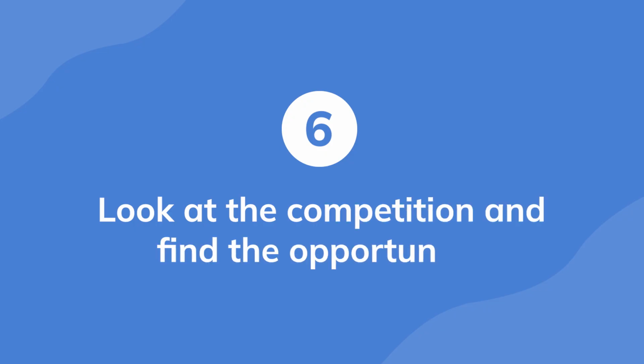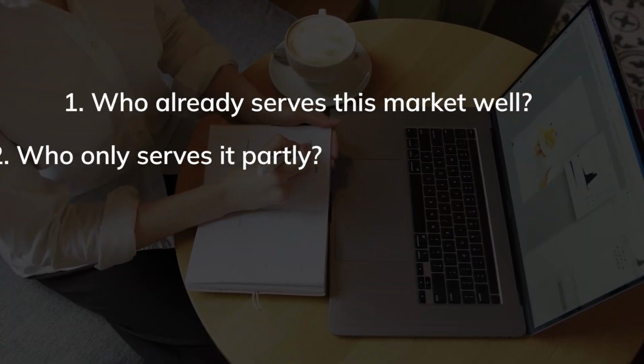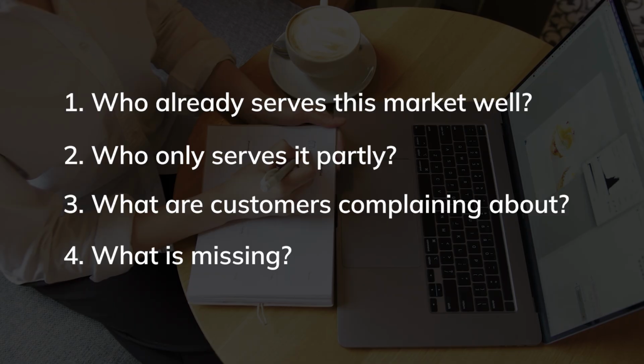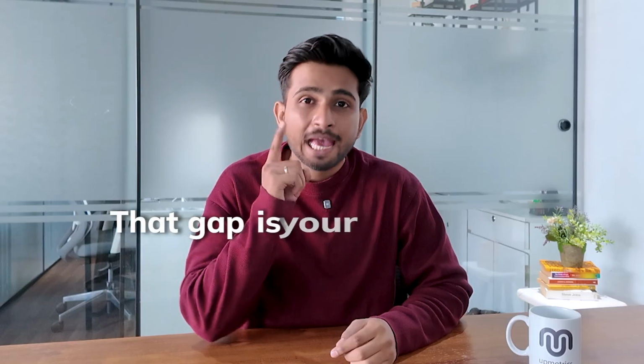You need both. Next, look at the competition as a part of the market. This is not a full competitor analysis. You just want enough information to understand what already exists and where the opportunity may be. For Daily Grind Coffee, you would look at nearby cafes and ask who already serves the market well, who only serves it partly, what customers are complaining about, and what is missing. Maybe the area has enough coffee shops, but none of them offer strong Wi-Fi or a work-friendly environment. That gap is your opportunity. This is where market analysis becomes useful.